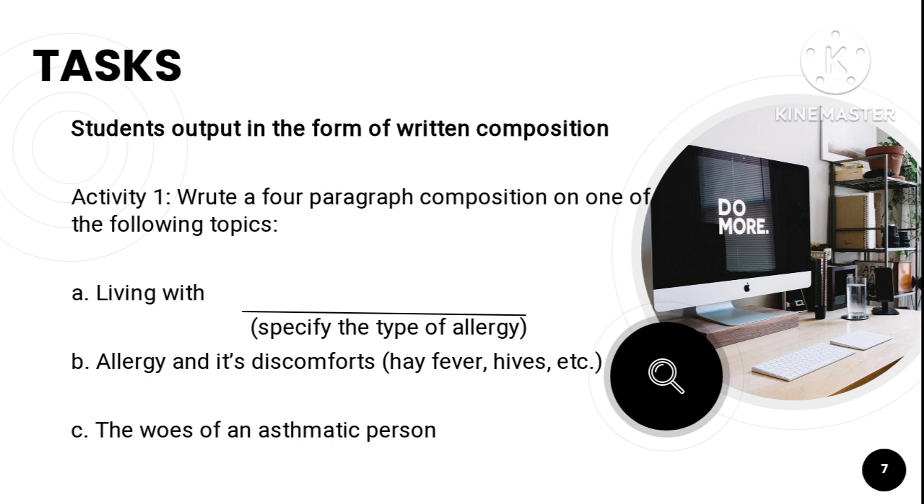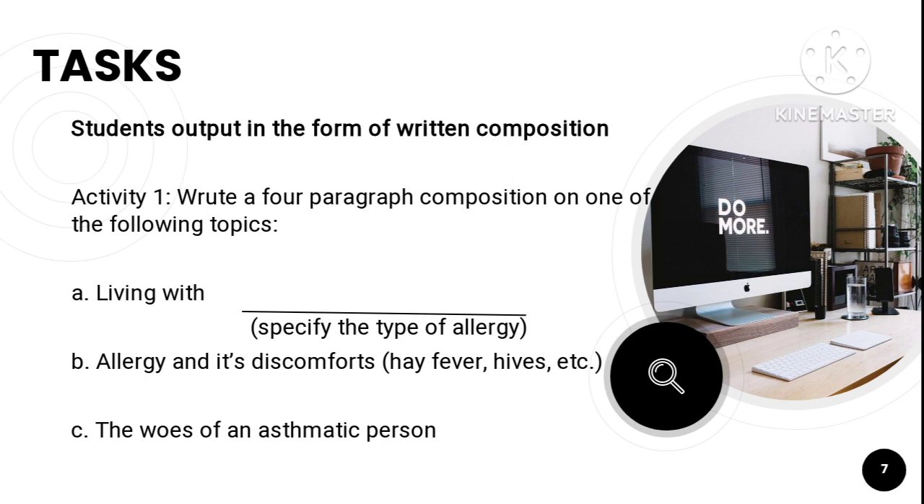So we have come to the last part, which is the task. Students' output in the form of written composition. Here, it's an activity related to the reading passage given in the input. So after the discussion found in the input, we have the comprehension check, the vocabulary check, and the language practice. The last part is the task. This is to see if the student can really apply the comprehension check, the vocabulary check, and the language practice. This is the summary of all the practice we have done.